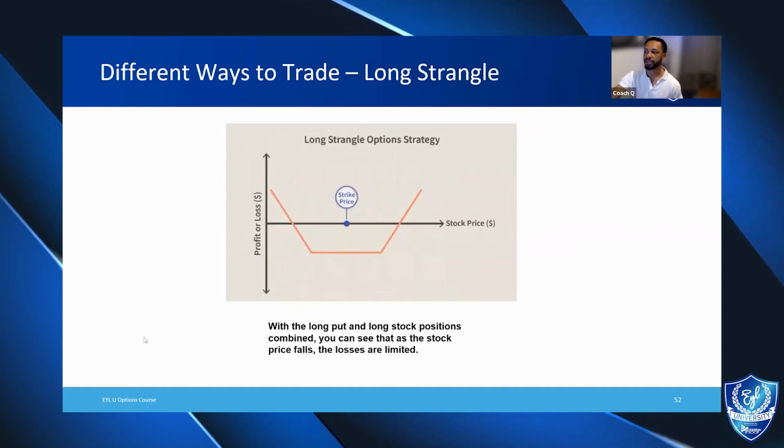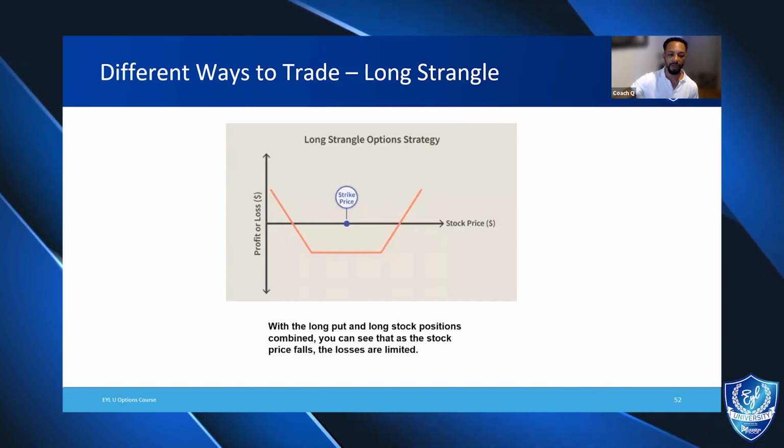The next one is a long strangle option strategy. Has anyone heard of this one? All right, no. Cool. We got one. Yes, we're getting some.